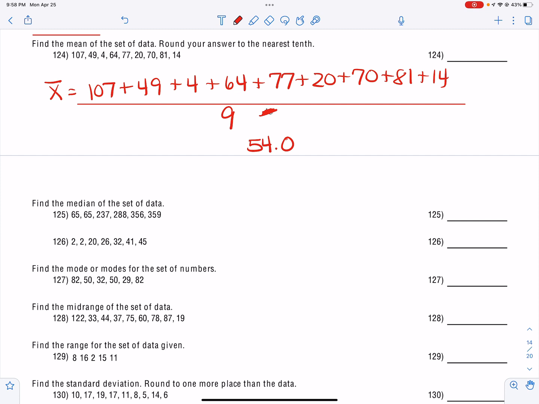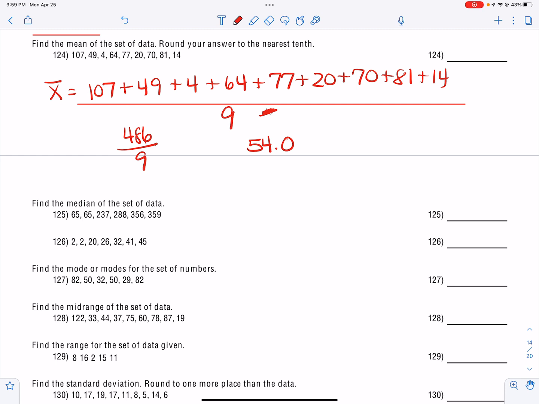Plus 64, 77, plus 20, plus 70, plus 81, plus 14. And so I got 486. And if I divide that by 9, I come out to be 54 exactly. And so we don't have to put the 0.0. They do put the 0.0 in your answer, but 54 is completely acceptable.